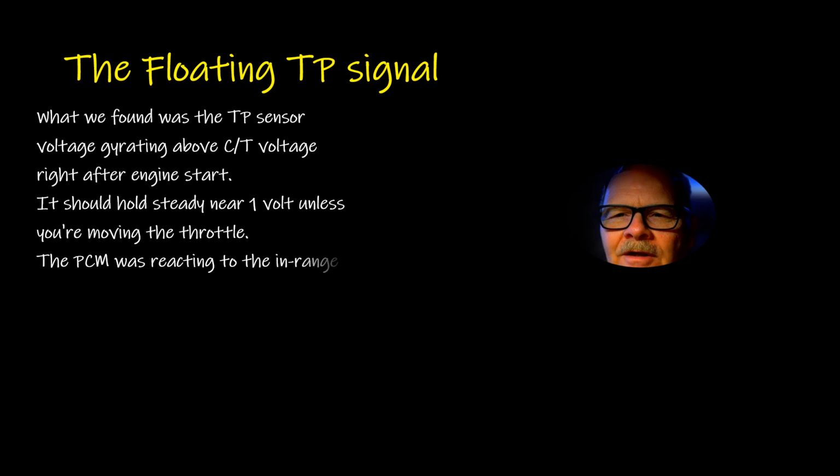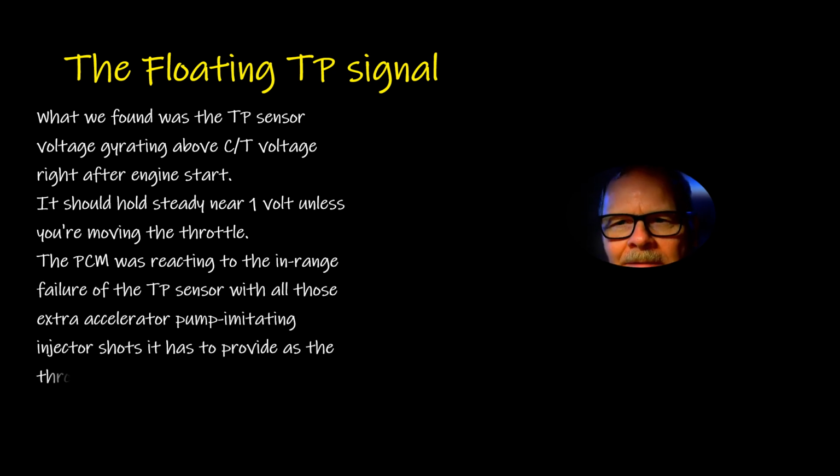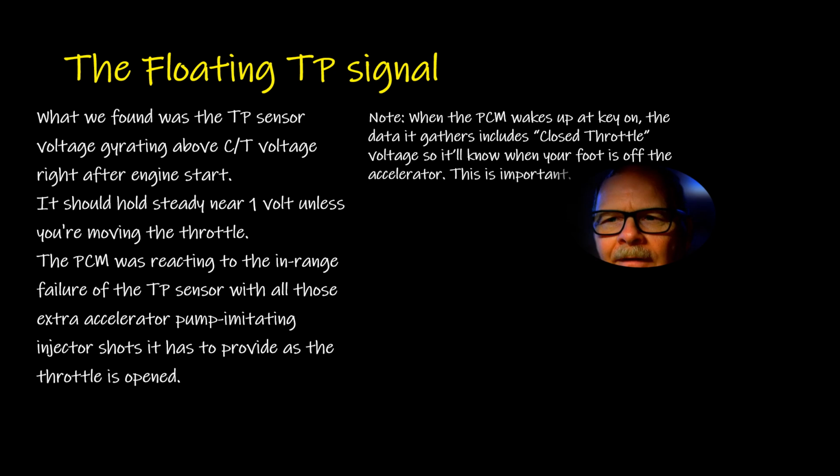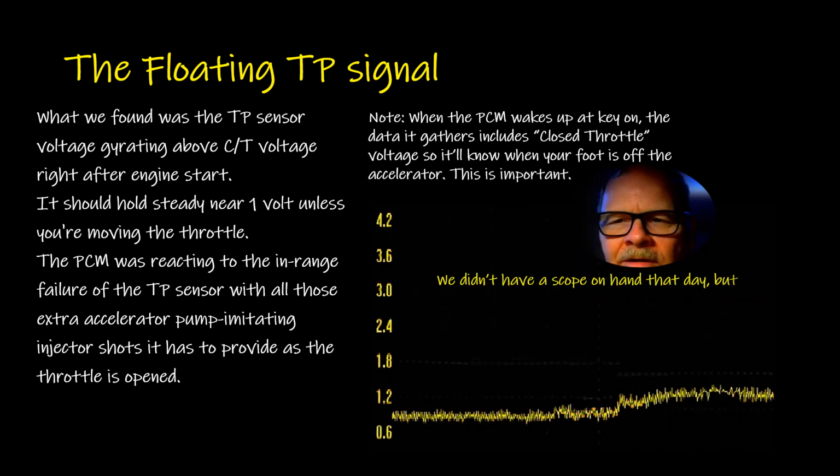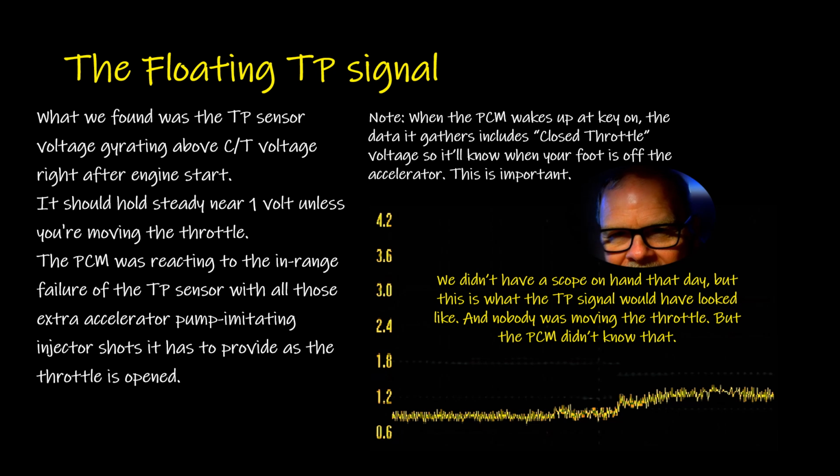What we found was the throttle position sensor voltage gyrating a little bit above closed throttle. It should be flat and steady at 1 volt if you're not touching the gas, unless you're moving the throttle. Now, in this case, the throttle plate wasn't moving, so the airflow remained the same, but the engine controller was confused by the throttle voltage floating around. It was an in-range failure of the TP sensor, and it was causing all those extra accelerator pump shots I was talking about to go in there, and it was making it run rich as a dog.